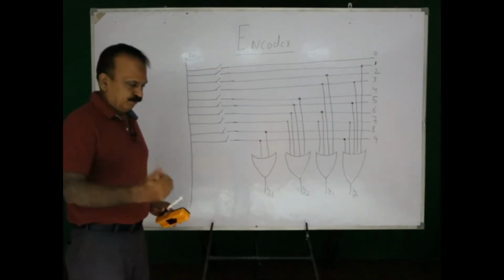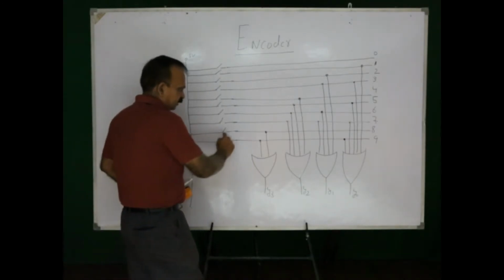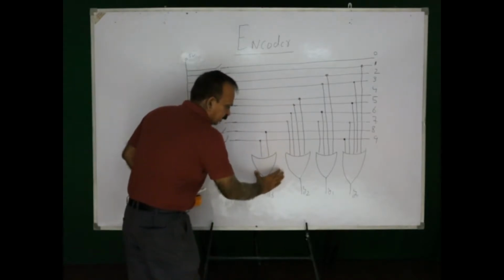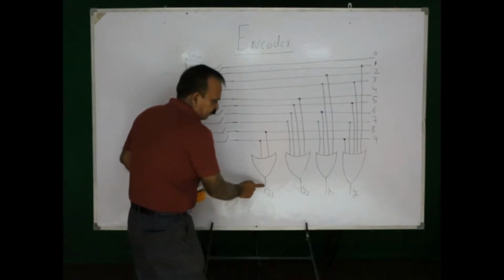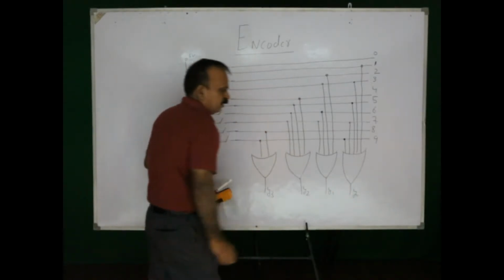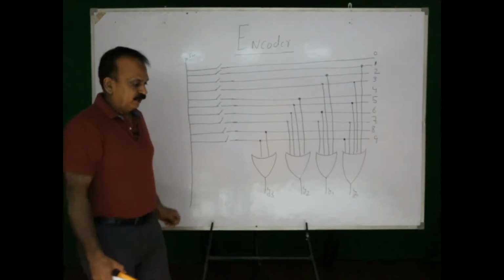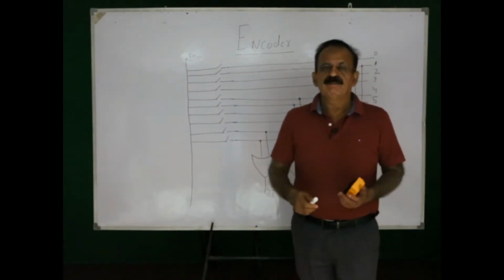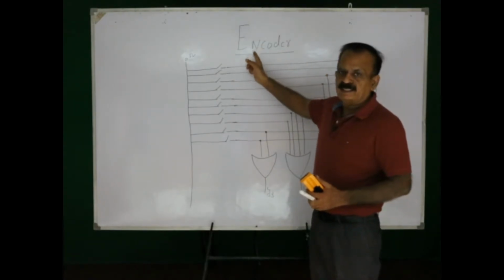Let it be one more. If I press the key for 8, there will be current in this horizontal wire, and it is connected to only one of the OR gates and the output will be high here. It will be 1, 0, 0, 0, which is the binary equivalent of 8. So, this circuit is converting decimal numbers into binary numbers, and this is known as an encoder circuit.